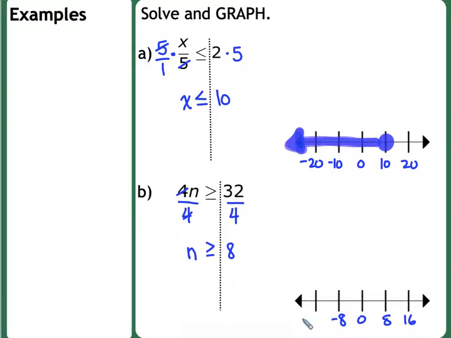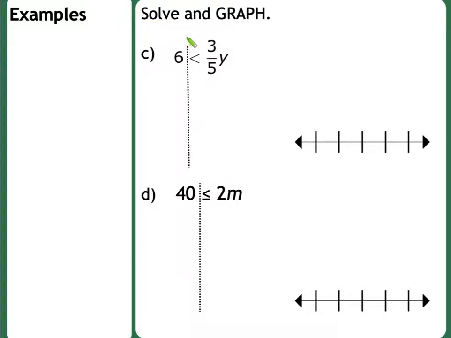we do have an equal bar, so that means we do have a closed circle at 8, because 8 is equal to 8. And this time we want everything greater, so we want all the numbers that are greater than or equal to 8. All the numbers bigger on a number line are always to the right. All right, let's look at a couple more examples.